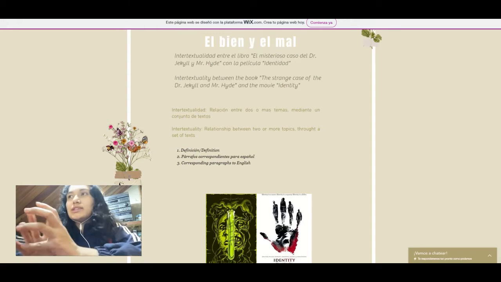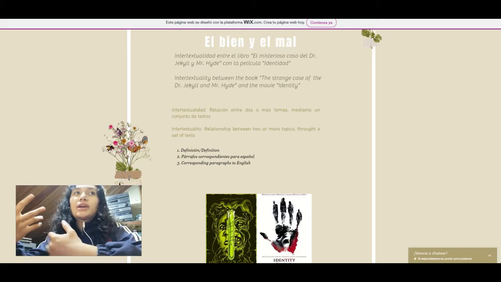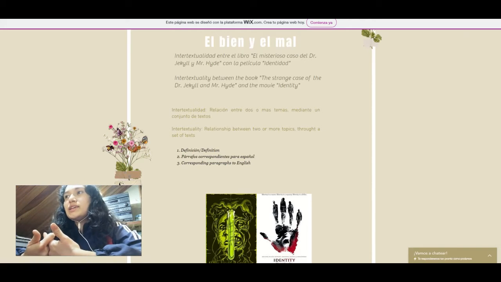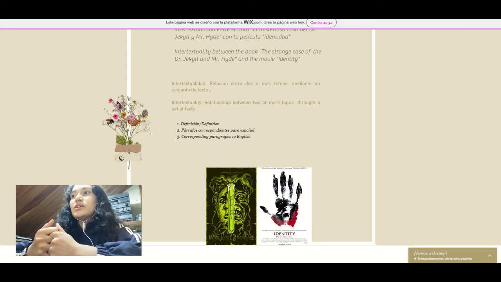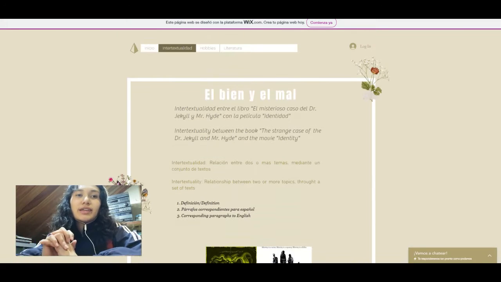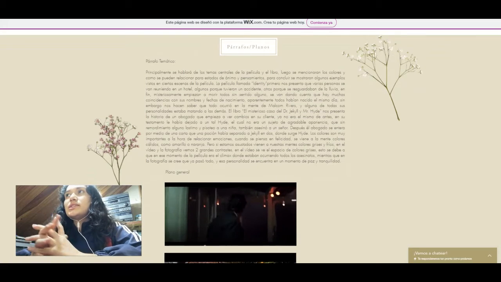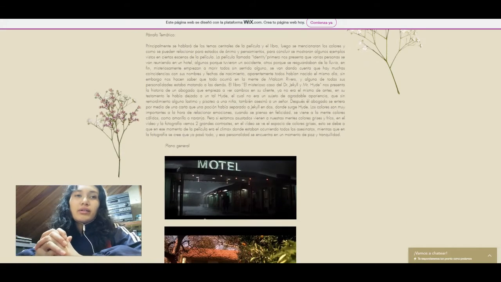This is divided in 3 topics. The definition, the corresponding paragraph to Spanish, and the corresponding paragraph to English. As we can see, there are 2 pictures. One is like the book, and then we have the movie Identity. So this is the corresponding paragraph to Spanish.